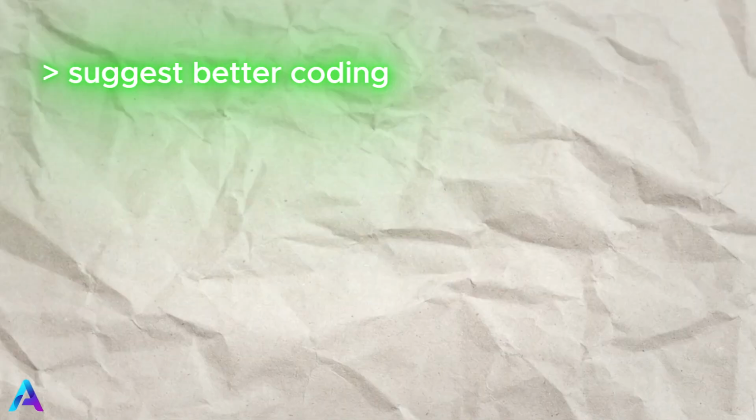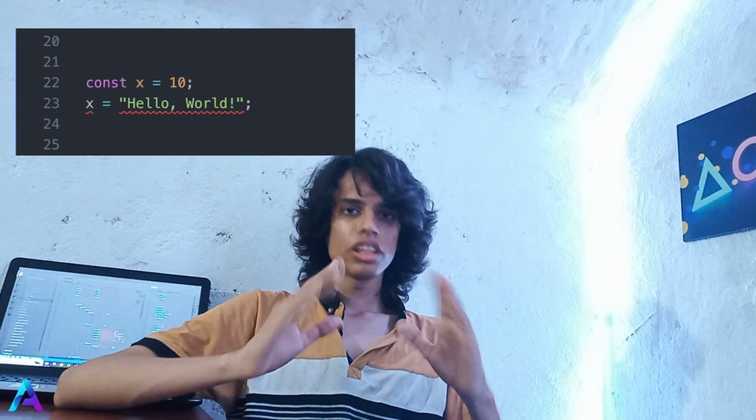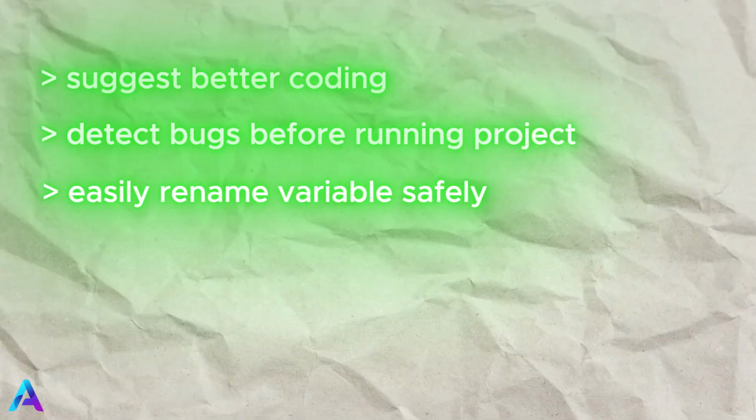Changing one line of code can ruin everything. So ReSharper can help you. It can suggest better coding. It can guide you if your code can be better. It can run and detect bugs before you even run your project. Like that little red line under the wrong code. It can easily rename the variable safely, as I said.